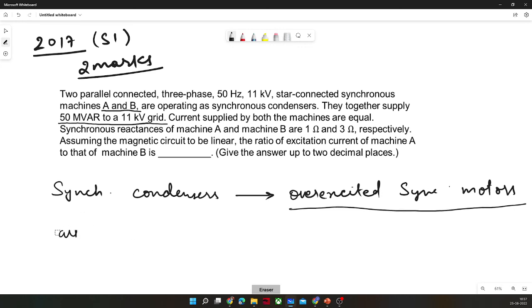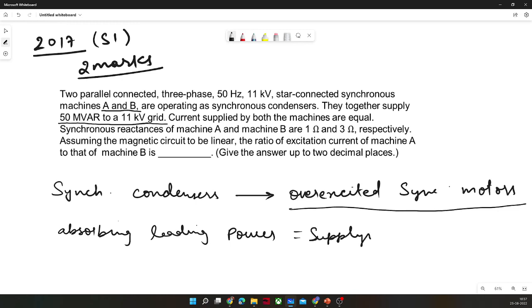So absorbing leading power is same as not delivering, supplying lagging power. And this I am talking in terms of reactive power. Okay, so you should not be confused regarding this. This is very confusing. Till date, I am being confused. Okay, so nothing new.